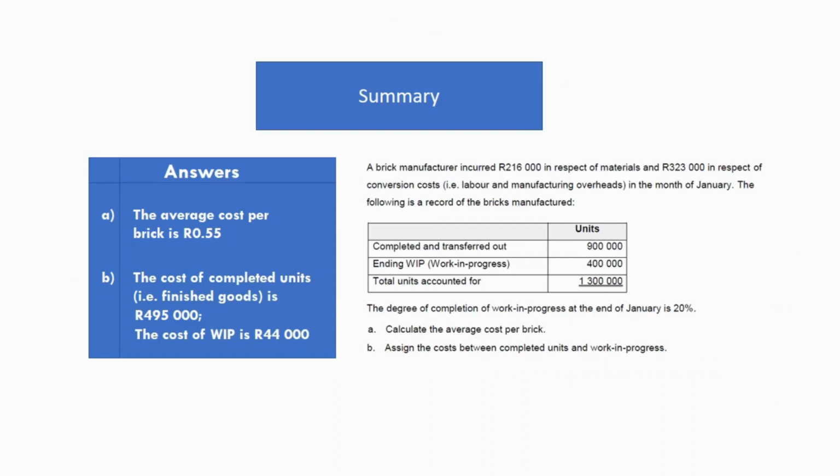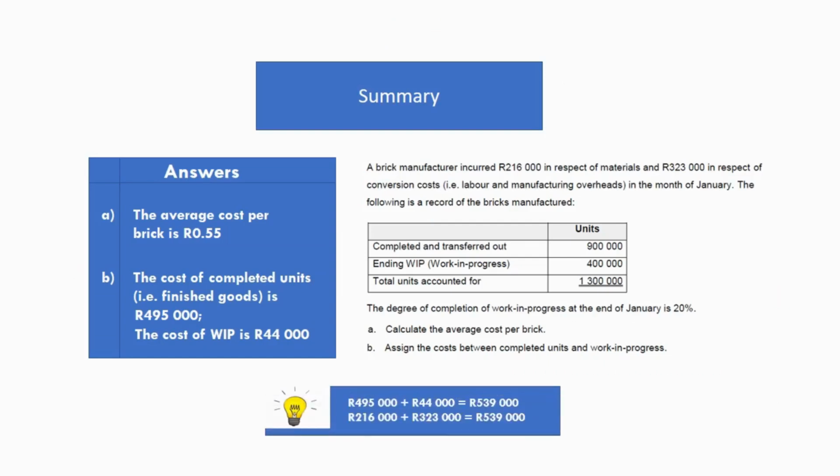You have reached the end of this tutorial. As a final check, if you add the cost of completed units and the cost of work in progress, it should result in the same amount as when you add the accumulated cost of material, labor, and manufacturing overheads.